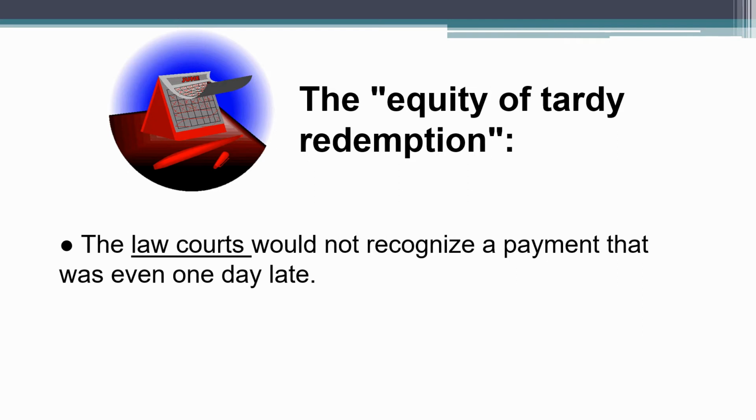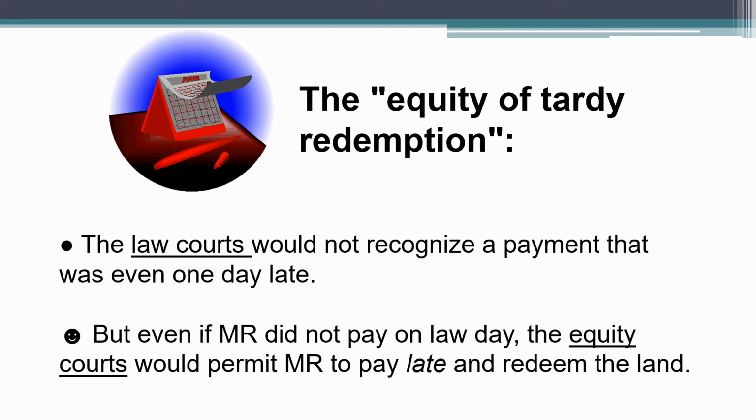However, to the equity courts, this seemed to be rather extreme and harsh. And so what the equity courts began to do was to say, even if the mortgagor pays a little late, we don't mind that. We'll allow them to redeem the land, get their real estate back, not have to leave it with the mortgagee, even though they didn't pay on exactly the day they were supposed to.